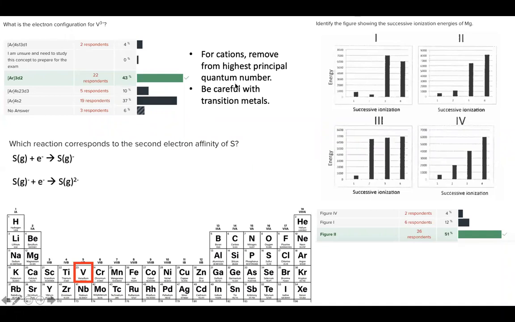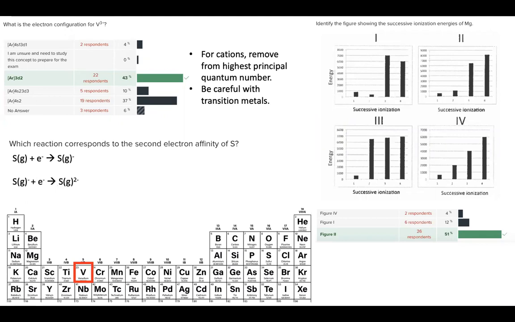When we're adding electrons, that refers to the electron affinity. This question gave multiple choice, asking what would be the reaction that corresponds to the second electron affinity of sulfur. For electron affinity, we're looking at the atom in its gaseous state. We add an electron to make the anion. The second electron affinity would be taking that anion and adding another electron to make it 2-. This would be the expression here for the second electron affinity of sulfur.